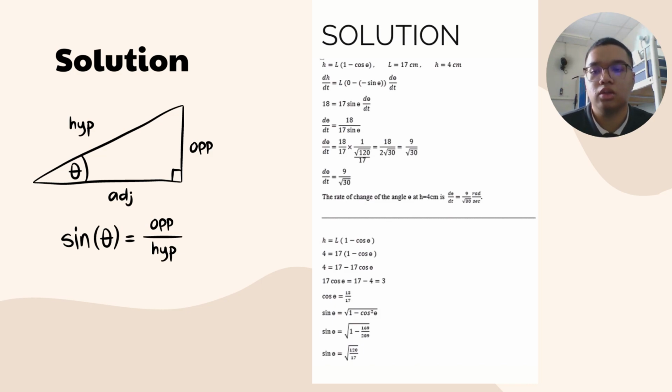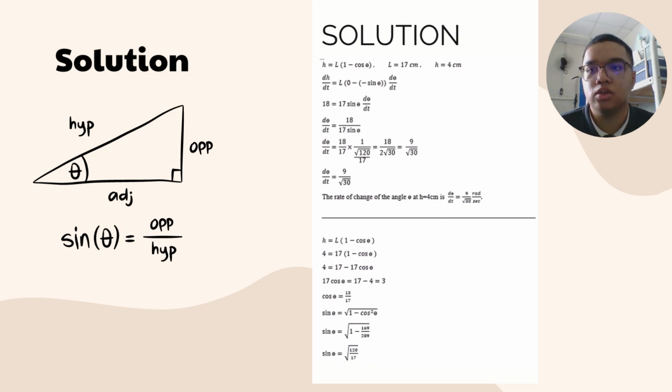After that, we want to find sine theta, which is equal to the square root of 1 minus cos squared theta. We enter the value of cos squared theta, so we get the square root of 1 minus 169 over 289. And after that, the final value of sine theta is the square root of 120 over 17.